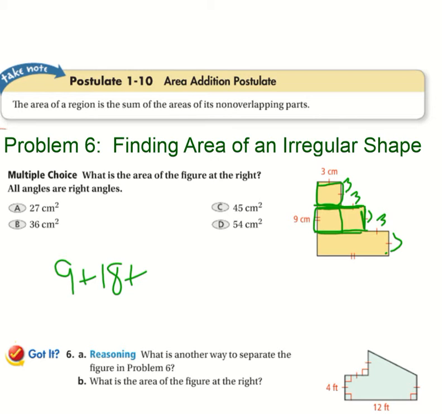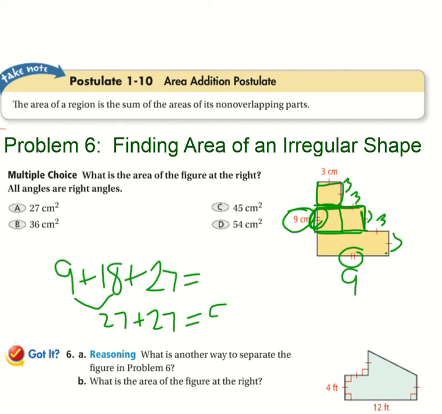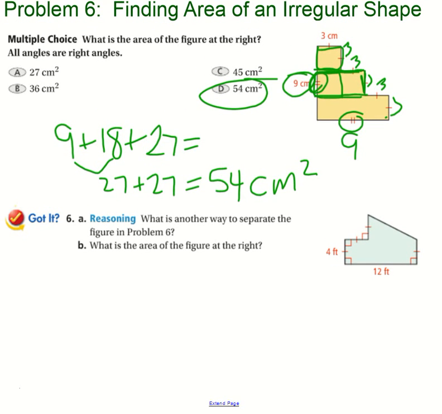Our third shape, we know that this side over here is 9 centimeters. It's got that congruent symbol to this side, so this must be 9 as well. So we take 3 times 9, we get 27. If we add all of these up, we get 9 plus 18 is 27. 27 plus 27 is 54. And remember, we're talking about area, so our label is squared, so it's 54 centimeters squared. Alright, what I'd like you to do now is to do this next problem. Pause the video, do it, and then check your work with mine.